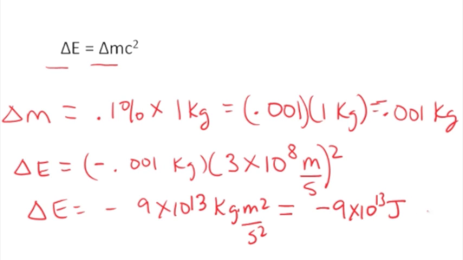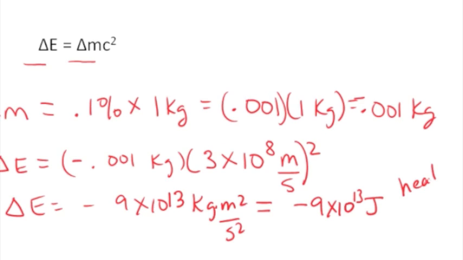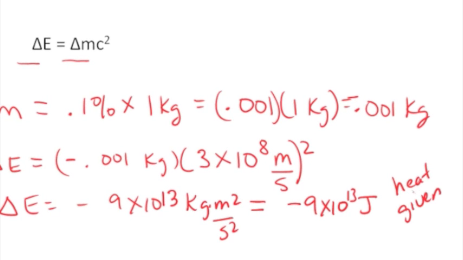And the negative indicates that heat is given off. That's our convention. You may remember that from your high school chemistry class. We call that exothermic. So it's just indicating the direction of the energy change. Heat is given off. So the amount of heat energy that's given off is 9 times 10 to the 13 joules. How much heat energy is that for just 1 kilogram of uranium-235?